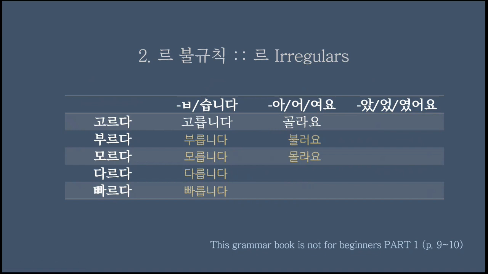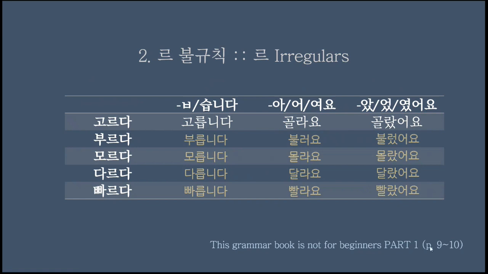Okay, so it's now your turn. 다르다. Exactly, 달라요. 빠르다, 빨라요. Very good. Let's practice one more time with the past tense. Again, informal, polite endings. This is present and this is past. We just change this present into the past. 골라요, 골랐어요. 불러요, 불렀어요. Your turn. 몰라요? 달라요? 빨라요? Very good. So this is le irregulars.